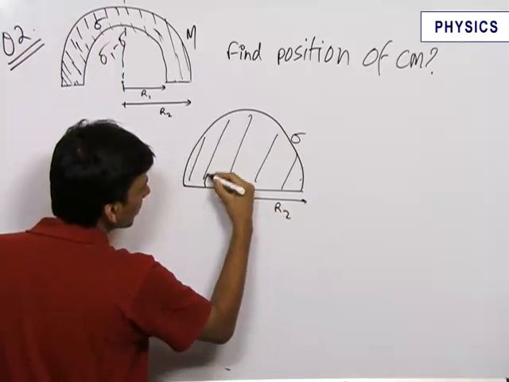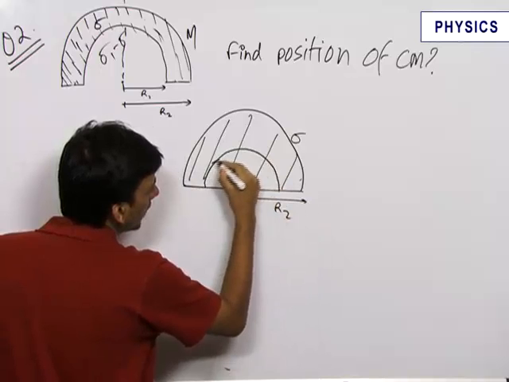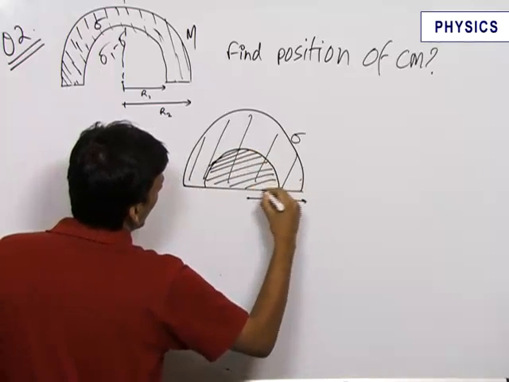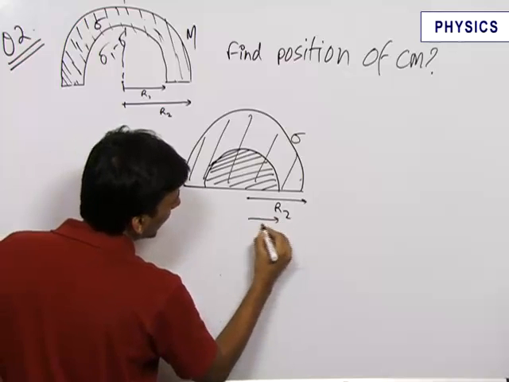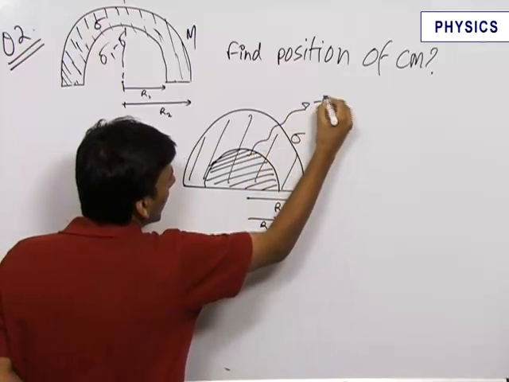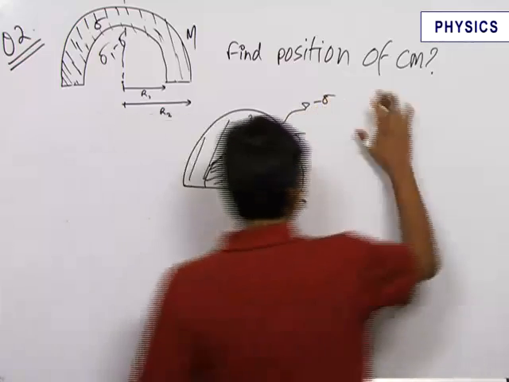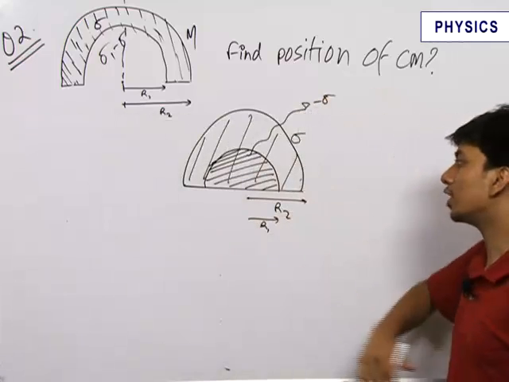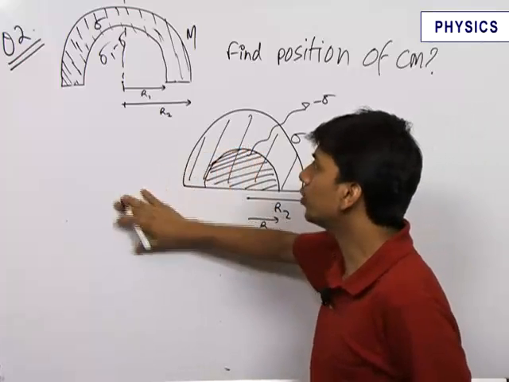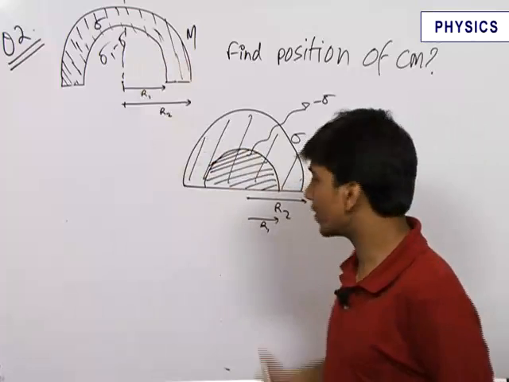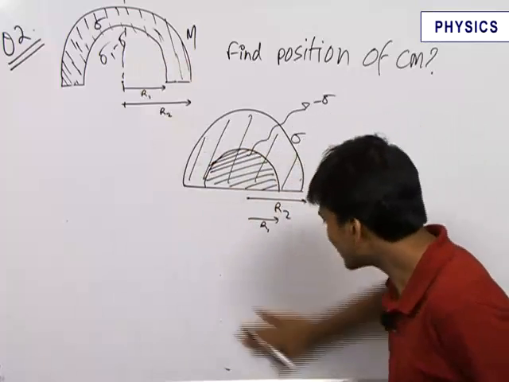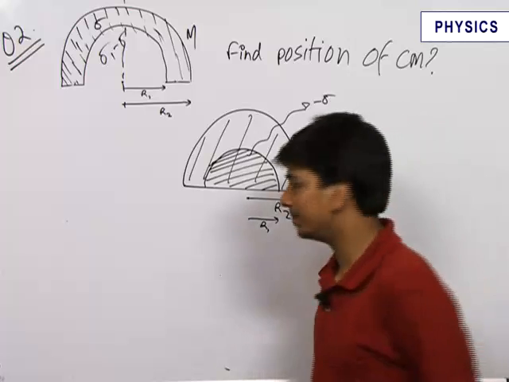So what we get now is one semicircular plate of mass per unit area sigma with radius r2, and on top of this we have superimposed another plate of radius r1 and mass per unit area minus sigma. Now we need to find out the center of mass of this combined system. This combined system can be taken to be equivalent to this system because eventually sigma and minus sigma will cancel each other, but this just simplifies our calculation.